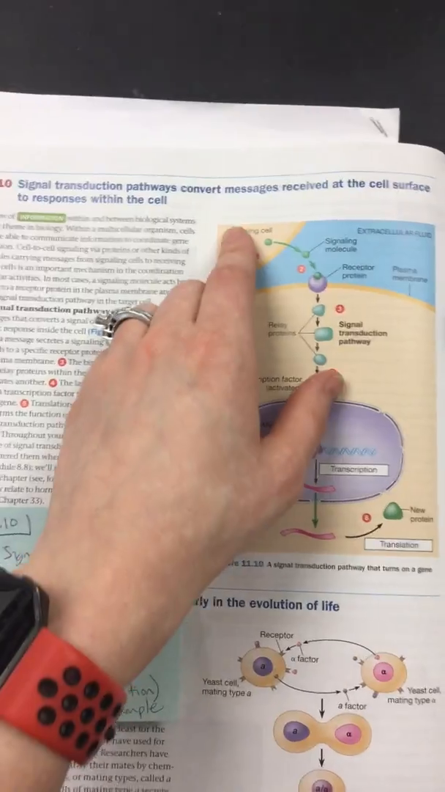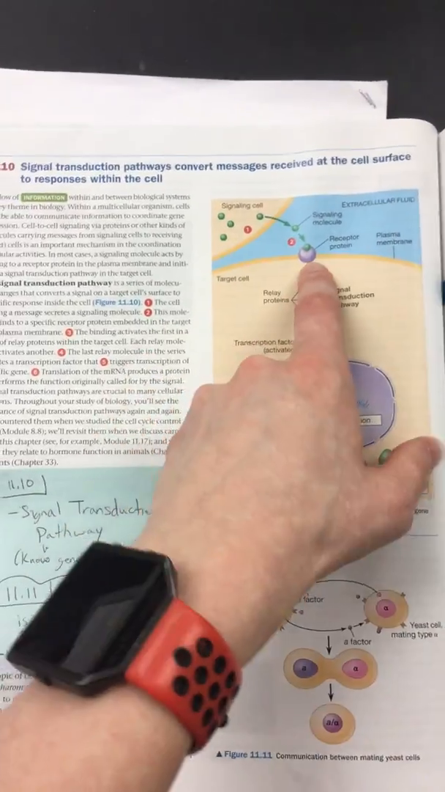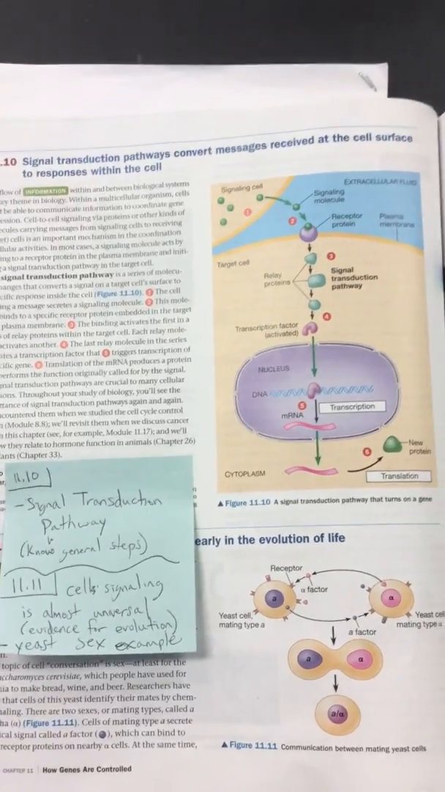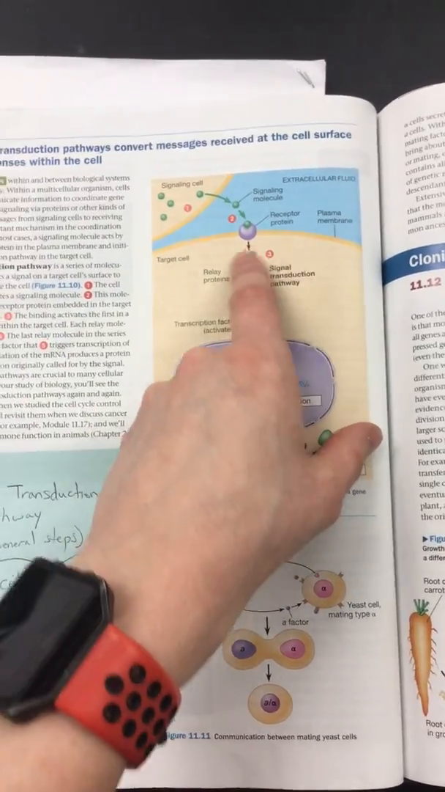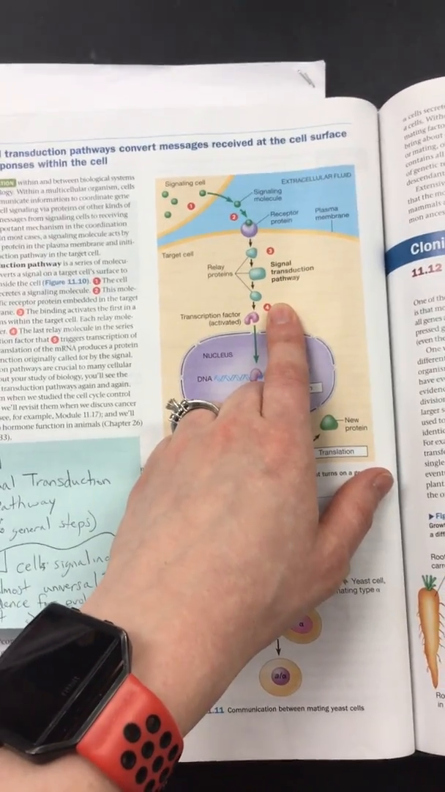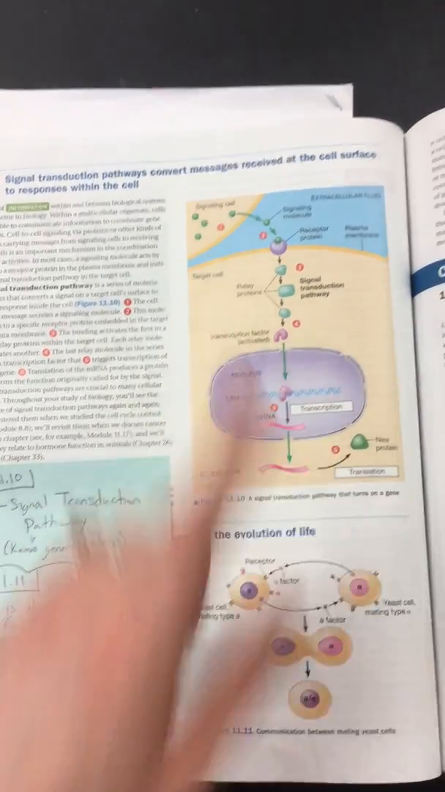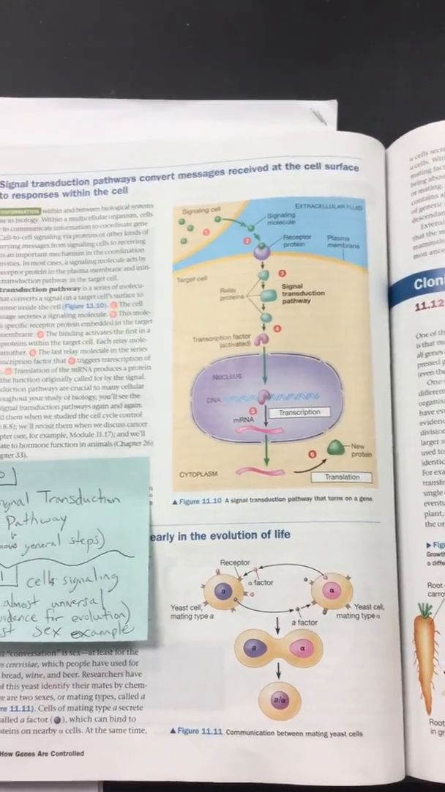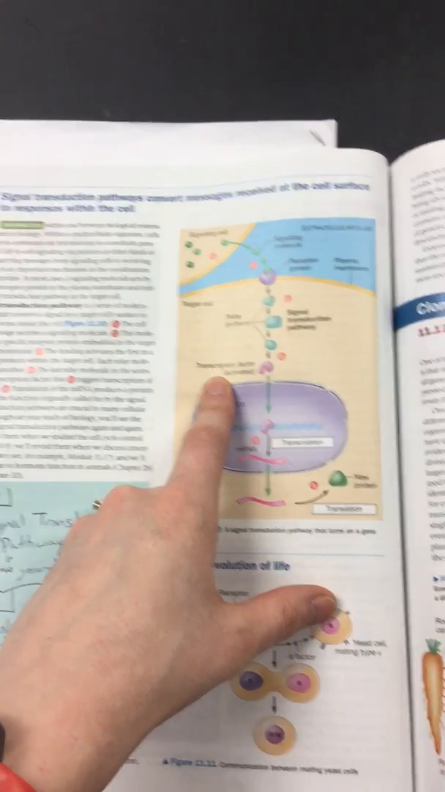So you have a signaling molecule or a signaling cell that releases a molecule, and then that molecule is received, usually by something on the outside of the cell. That's called the receptor protein. Once that receives the signal, it causes some change inside the cell and starts the signal transduction pathway. Usually that means it turns on a protein on the inside, and that protein turns on another protein, and that protein turns on another protein. And then at the end of that pathway, you end up with a transcription factor that's activated.